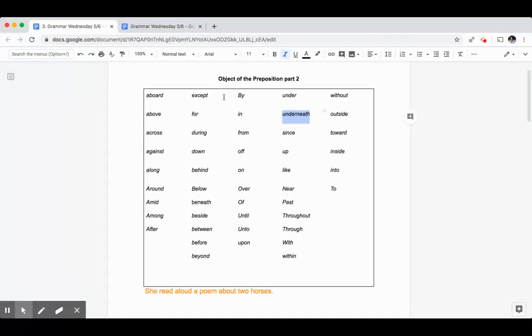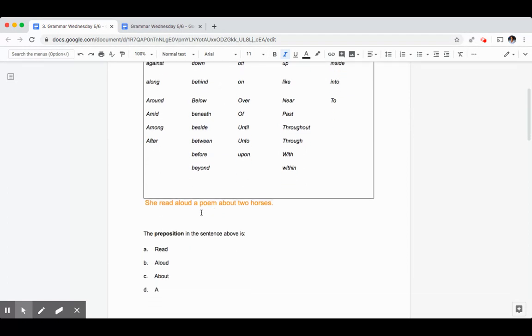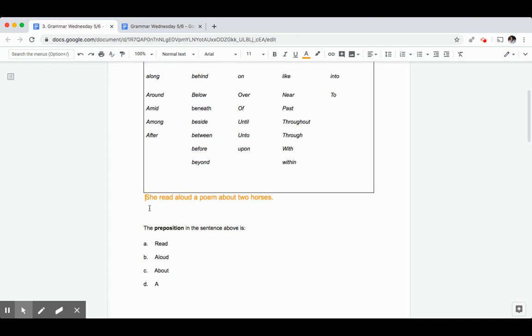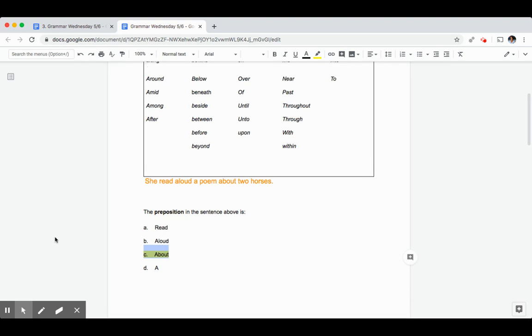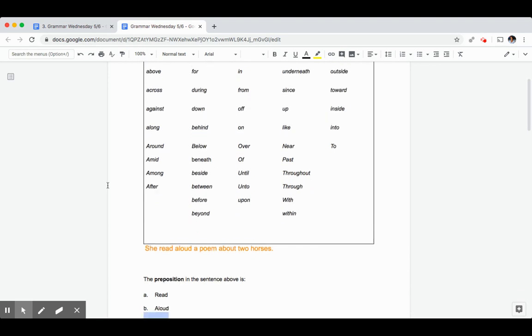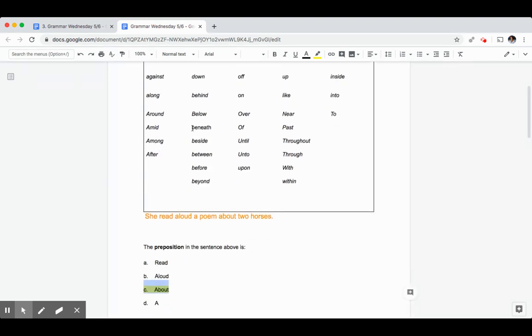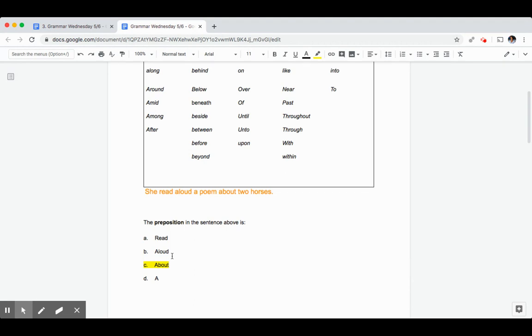So for today, you are asked to do some practice with this, given a couple of example sentences. The first sentence says, she read aloud a poem about two horses. And our first job was to figure out the preposition in this sentence. So what did you think the preposition was? The preposition for this sentence here is about. It's not included on the table that we have, but again, prepositions aren't limited to just those. Here, the preposition is about.